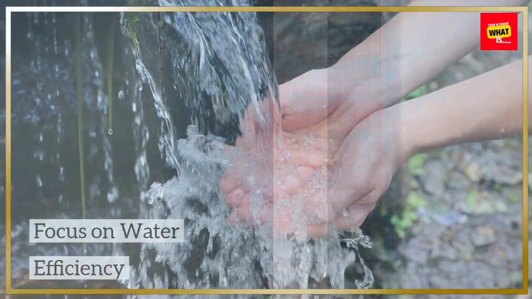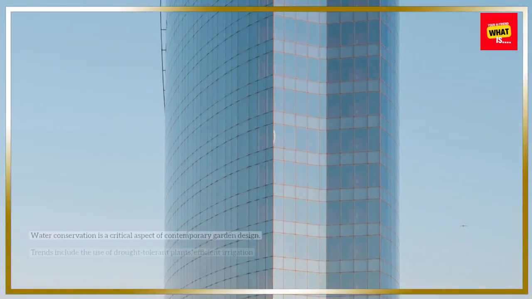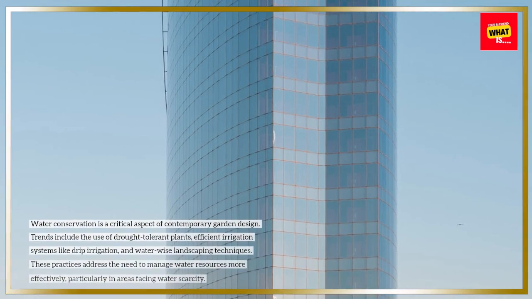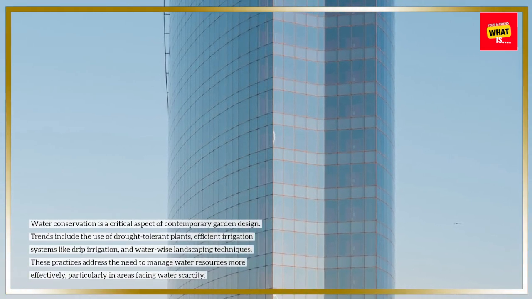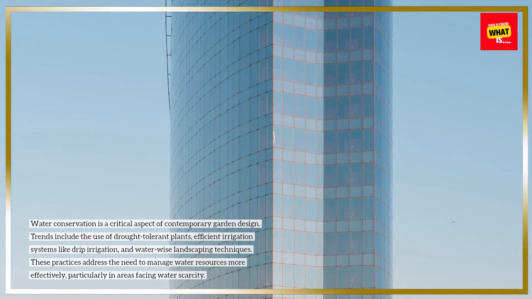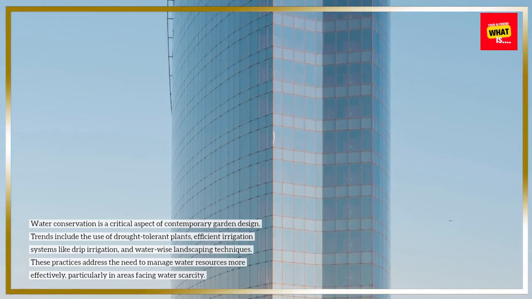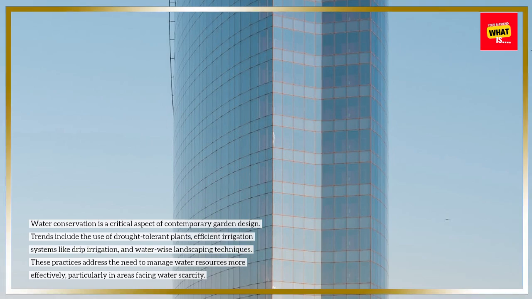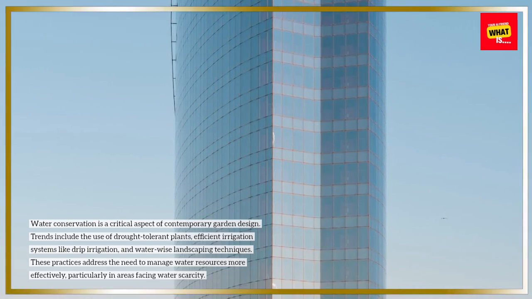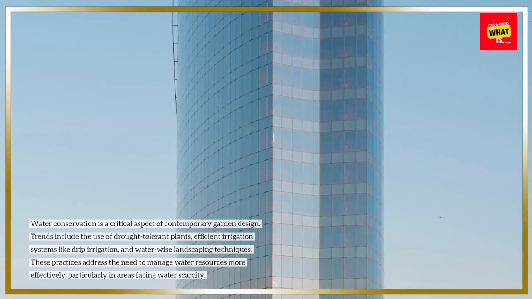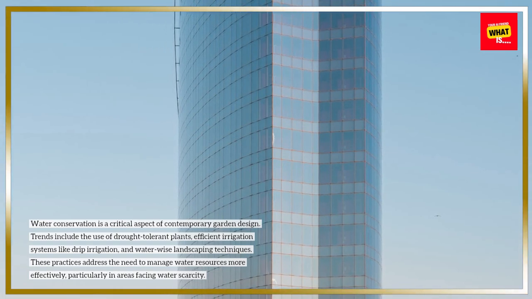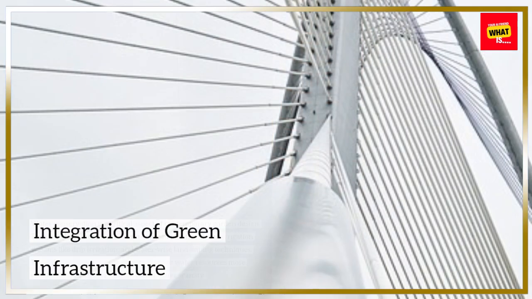Focus on water efficiency. Water conservation is a critical aspect of contemporary garden design. Trends include the use of drought-tolerant plants, efficient irrigation systems like drip irrigation, and water-wise landscaping techniques. These practices address the need to manage water resources more effectively, particularly in areas facing water scarcity.